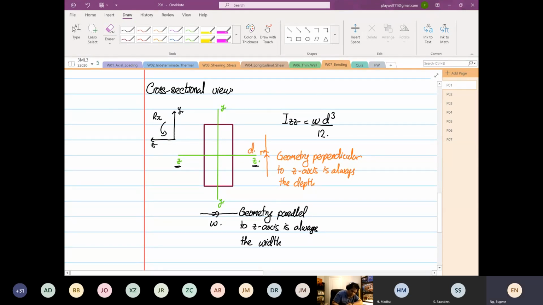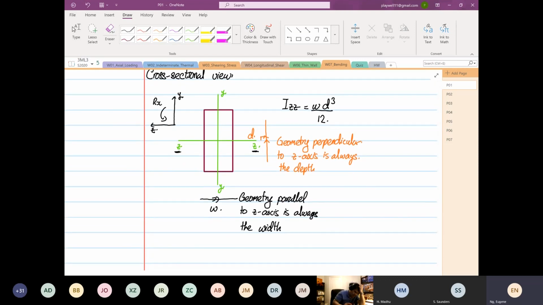So you will never be confused about what is the width and what is the depth. It has nothing to do with English. Don't be like me. When I was an undergrad, I did my undergrad in the UK, and I thought it was English. Oh, width is always this, depth is always this. No, it has nothing to do with English. Don't be a fool like me.